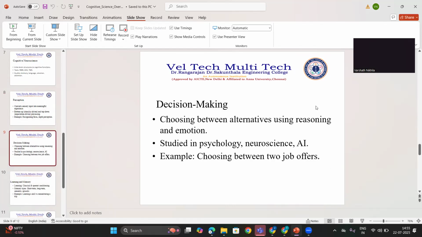The next one is decision making. In decision making, we choose between alternatives using reasoning and emotion, which is studied in psychology, neuroscience, and AI. For example, choosing between two job offers. We make the decision according to the type of job.